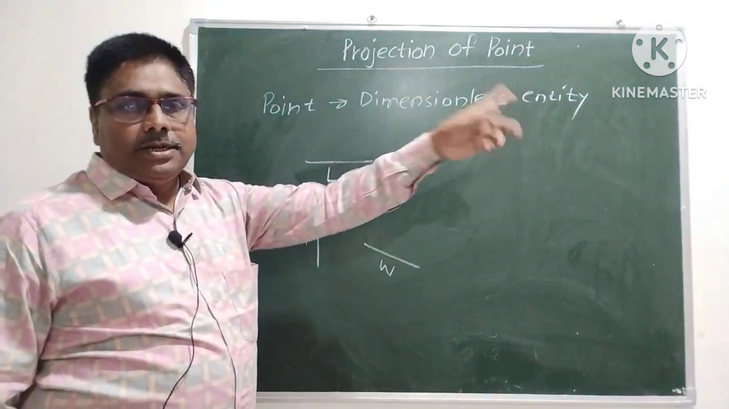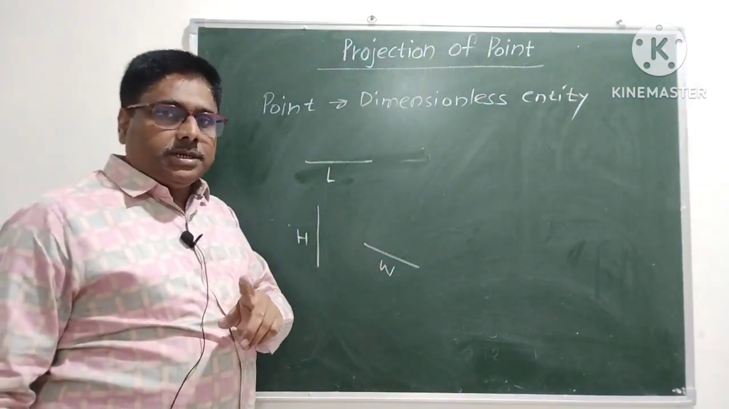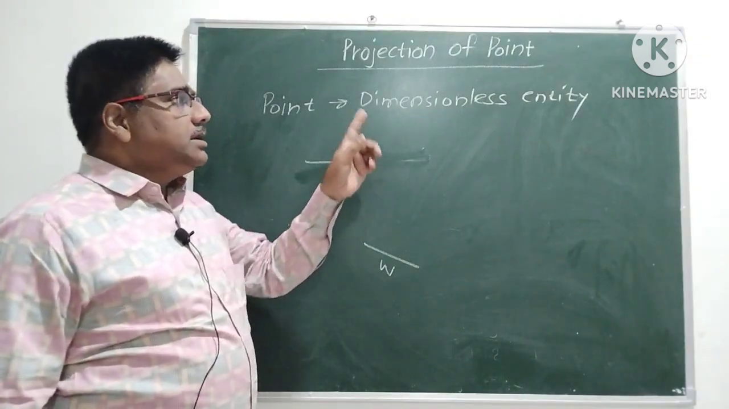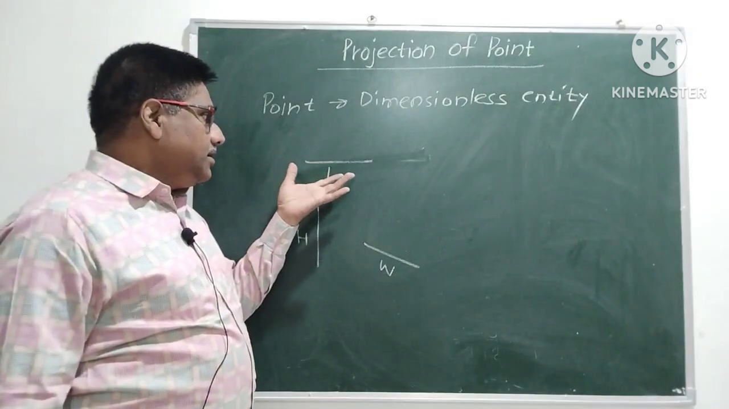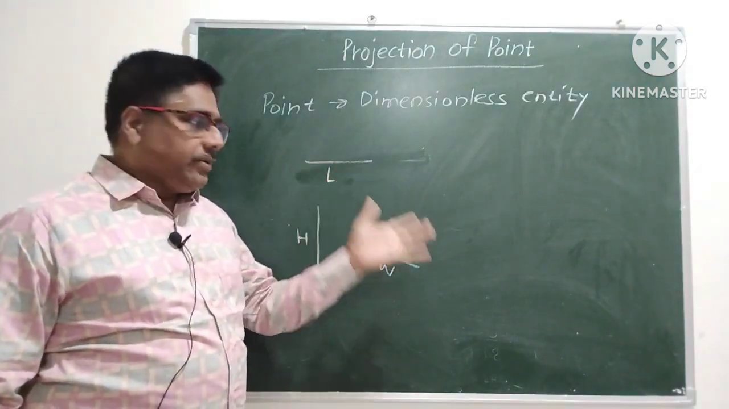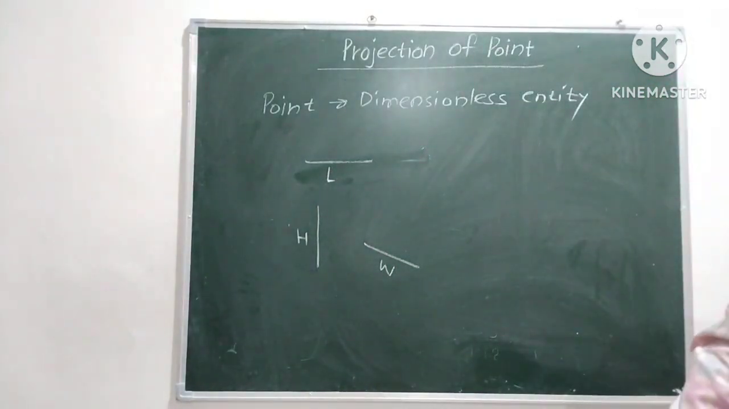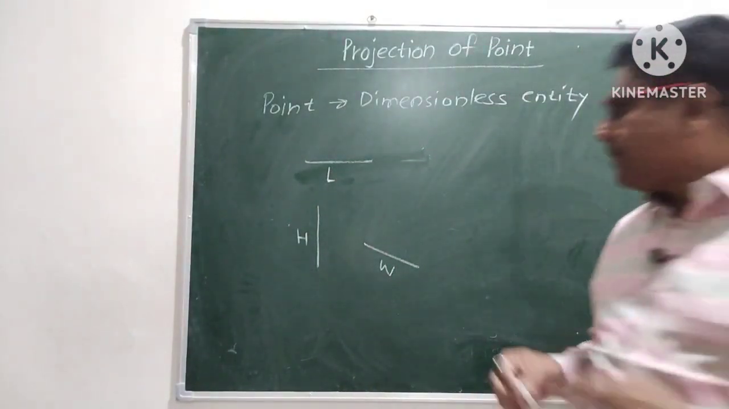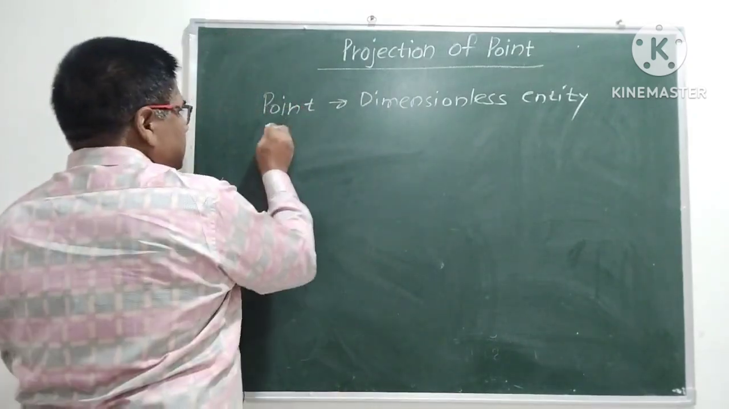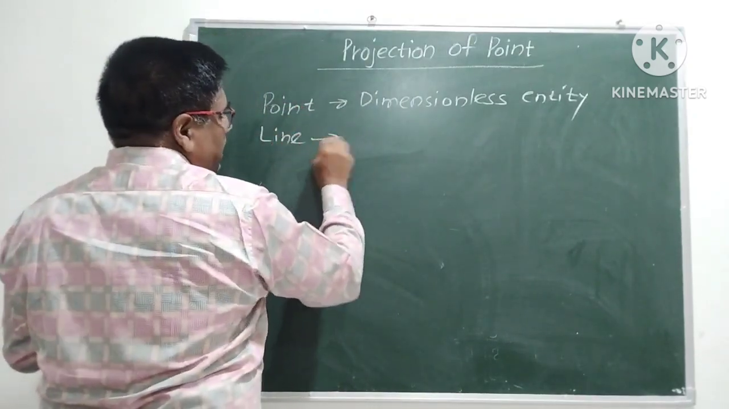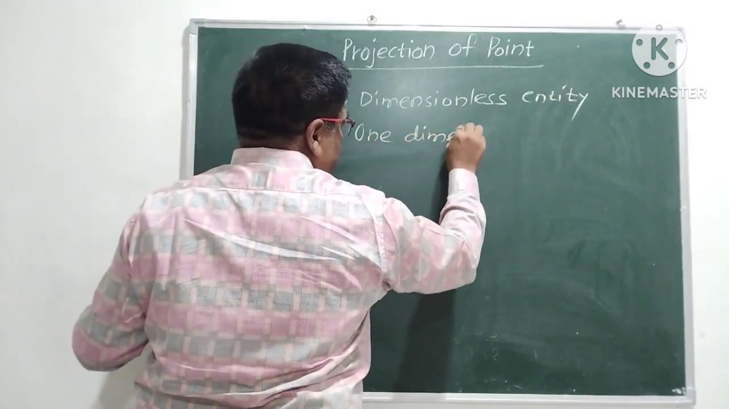A point is a dimensionless entity. A line has one dimension. It is a single dimensioned entity, and it is formed by the collection of infinite points. After this, we shall talk about the plane. Let me write this line first. Line has one dimension.